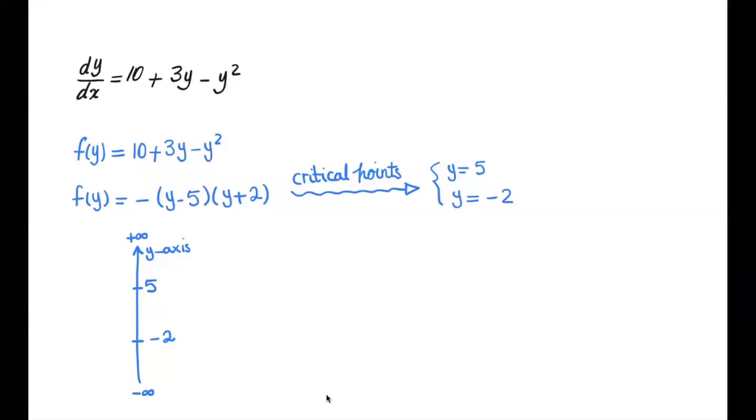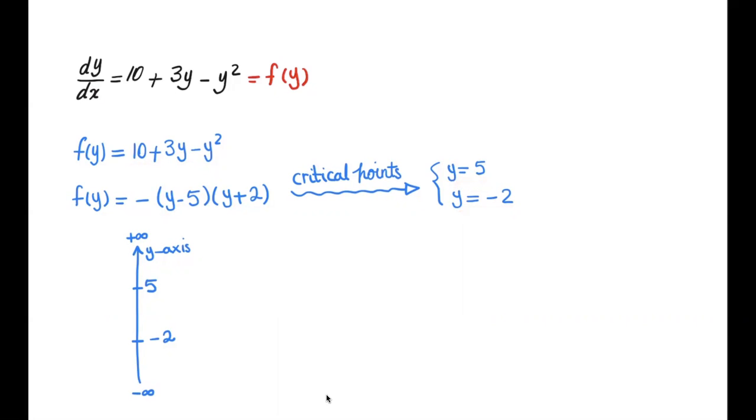So here, this is an autonomous equation. And as you can see here, this is only a function of y, the dependent variable. So the independent variable is not explicitly here. So we can call this f of y. So f of y is 10 plus 3y minus y squared, that we can write like this. So the critical points of this autonomous differential equation will be 5 and minus 2.